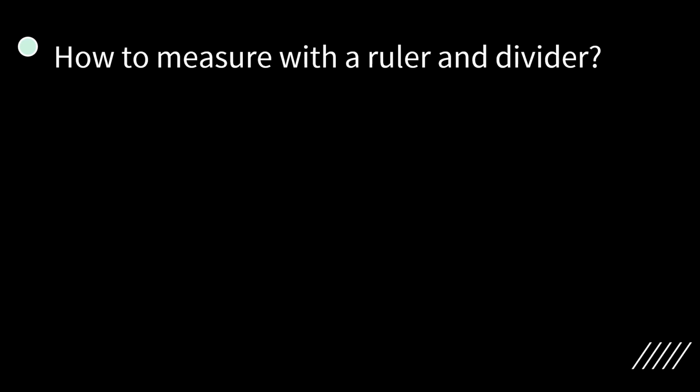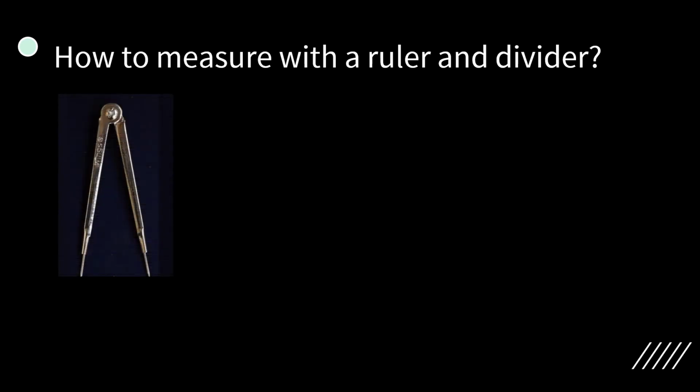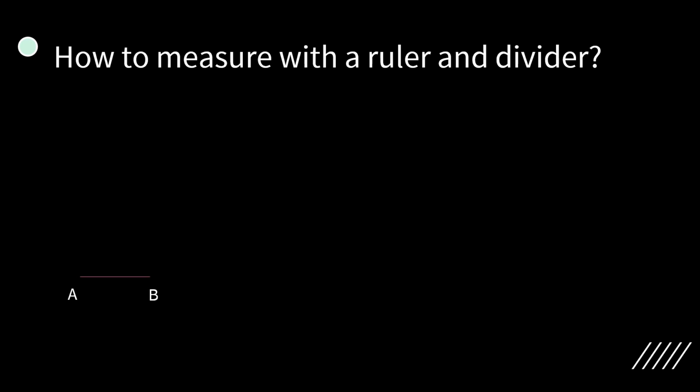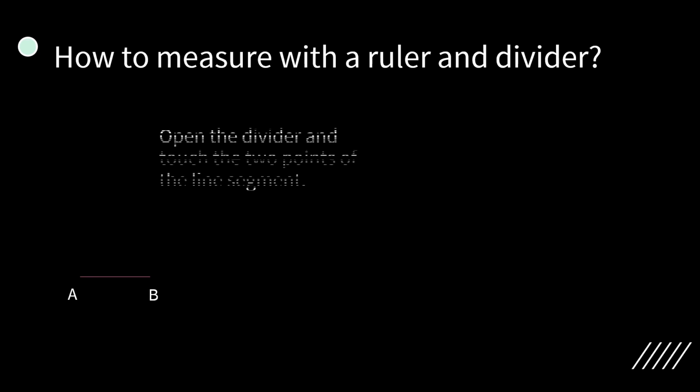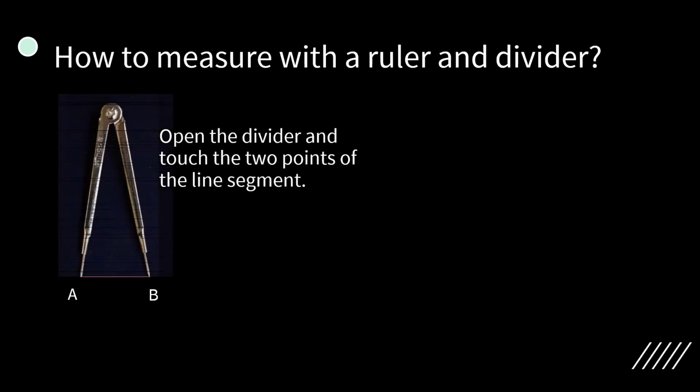Next, we'll look at how to measure with a ruler and divider. This is a divider. You will find it in your geometry box. We have the line AB. First, we will take the divider and open it to touch the 2 points of A and B, like that.